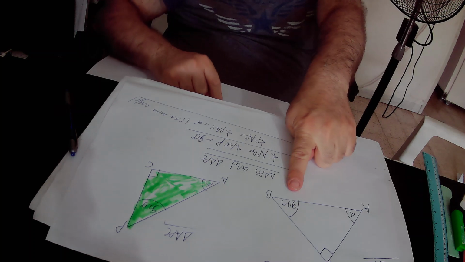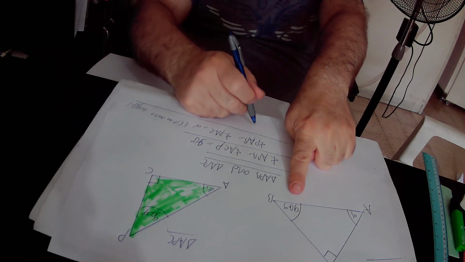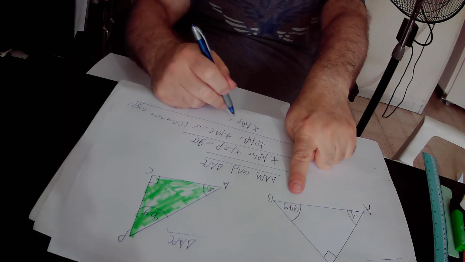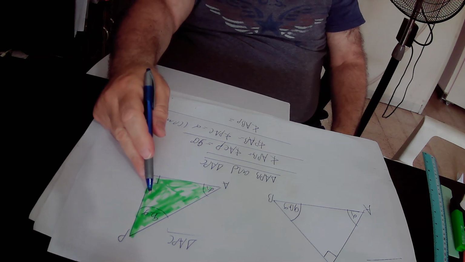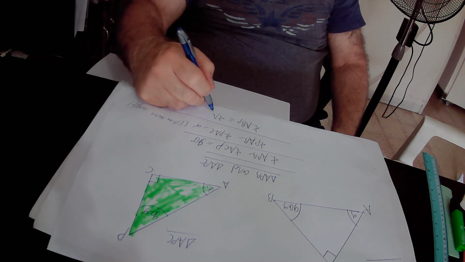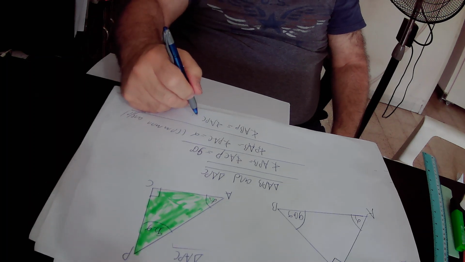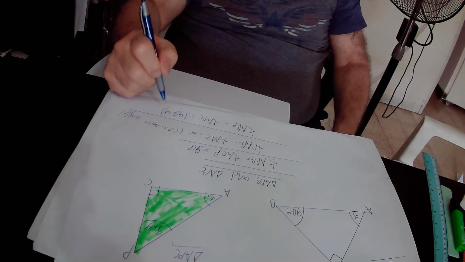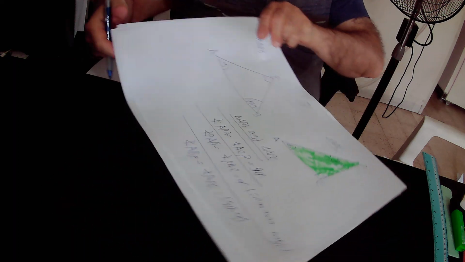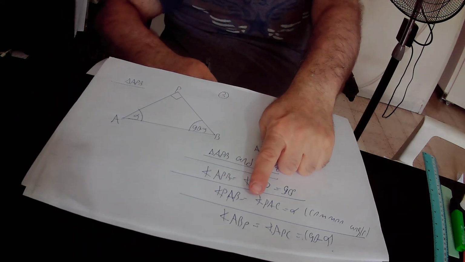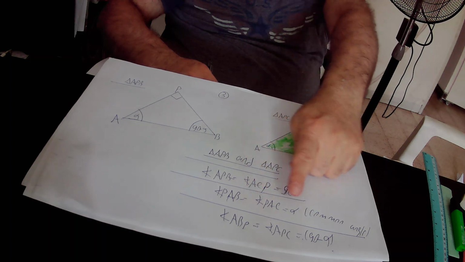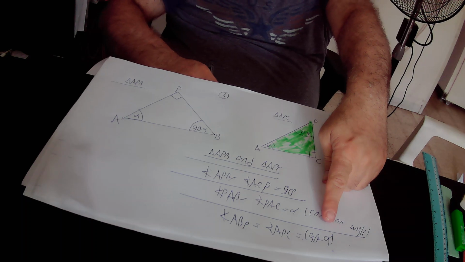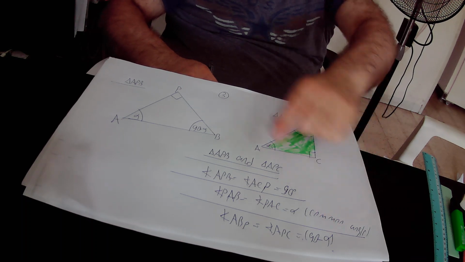So actually, this is angle ABP in the right triangle APB, and this equals this angle, which is actually angle APC in the green right triangle APC. Repeat again, angle ABP in the right triangle APB equals angle APC in the green right triangle APC. They are both equal to 90 degrees minus alpha, therefore they are equal to each other.